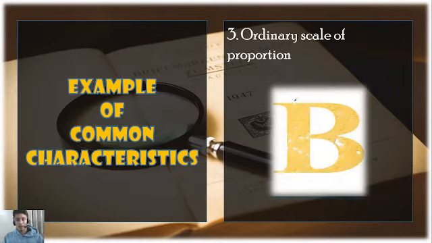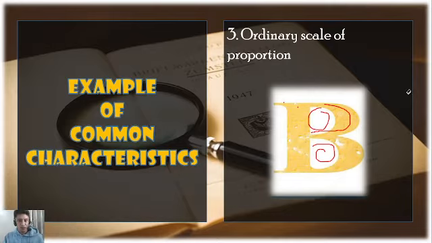And we have here ordinary scale of proportion. So magkaparehas or parehas yung sizes. Let's make an example, katulad ng pagsulat ng letter B. Mapapansin natin ang letter B, it has two eyelets in here. So with that, mapapansin natin na parehas po yung sizes nila. Parehas po yung sizes. So with that, they are in proportion.